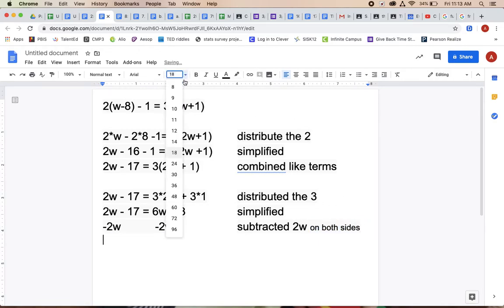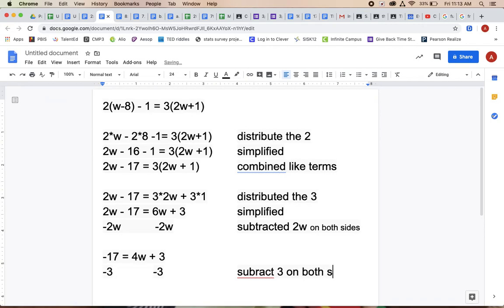Okay, so now I'm going to write down what I have left. So 2 W's minus 2 W's leaves me just with minus 17, and 6 W's minus 2 W's is 4 W's plus 3. Okay, so now I have all my variable terms on one side, but now I have to get all of my non-variable terms together. See, 3 and 17? No variables. So to get these positive 3 coins to join these negative 17 coins, I'm going to subtract 3 on both sides. Subtract 3 on both sides.